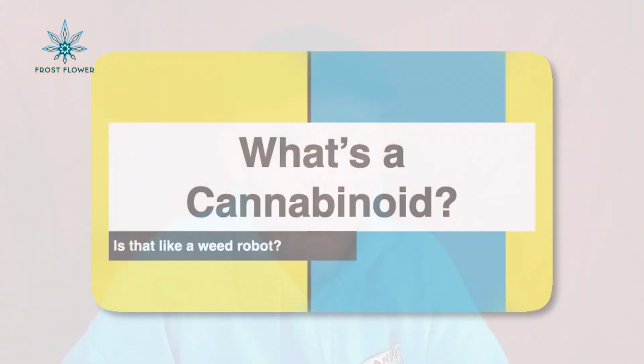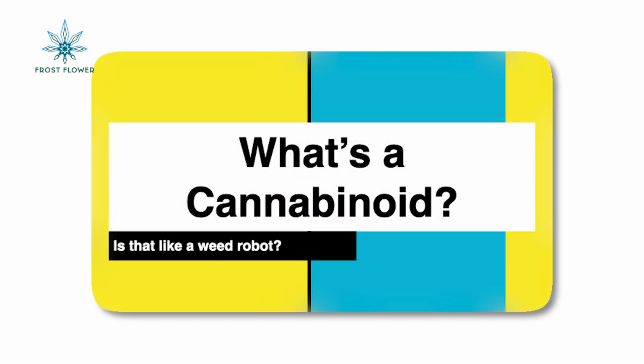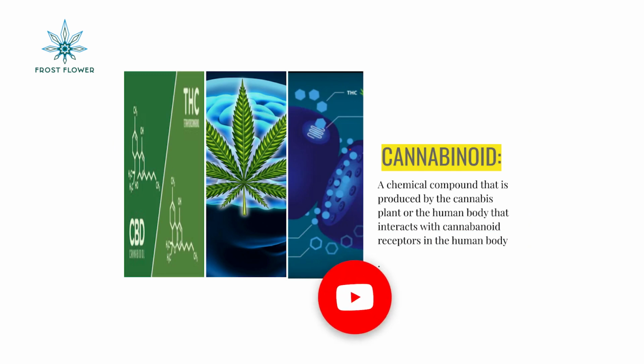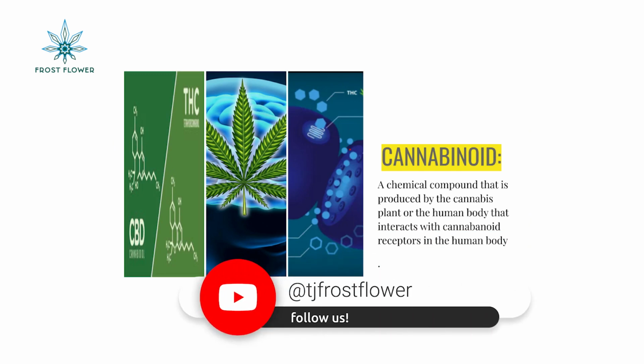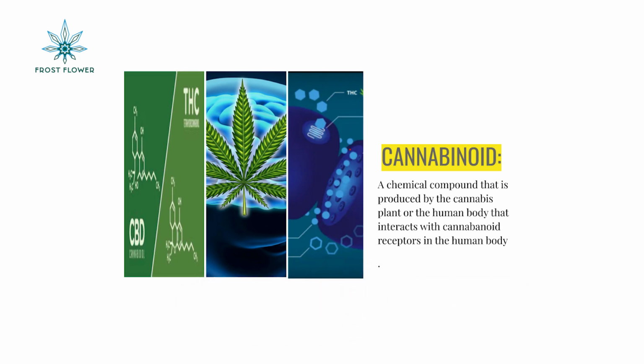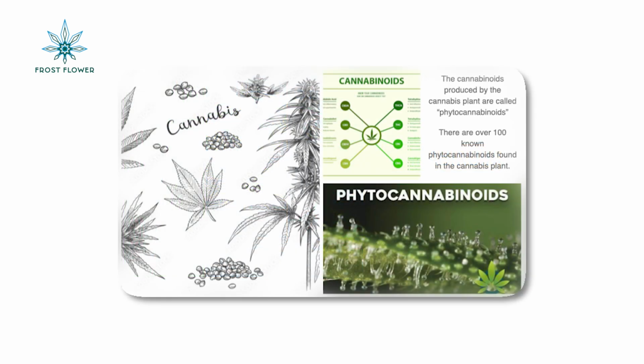Today we're going to talk about cannabinoids, a little science for you. So, what is a cannabinoid? A cannabinoid is a chemical produced either by the human body or by a cannabis plant that interacts with cannabinoid receptors in your body. There are endogenous cannabinoids, the ones your body produces, and phytocannabinoids, the ones produced by the cannabis plant.